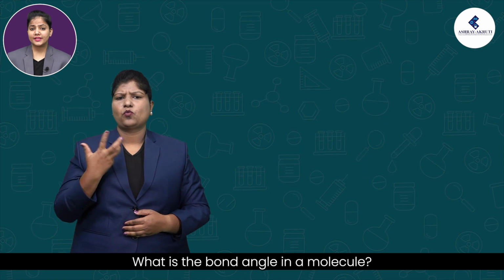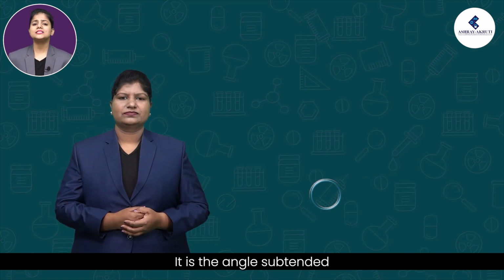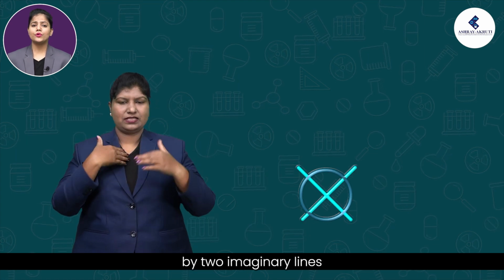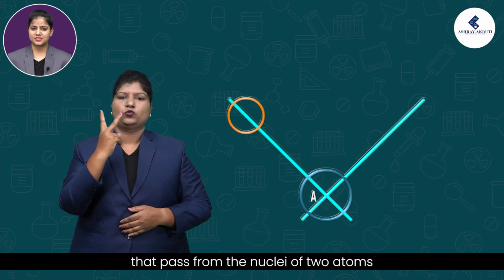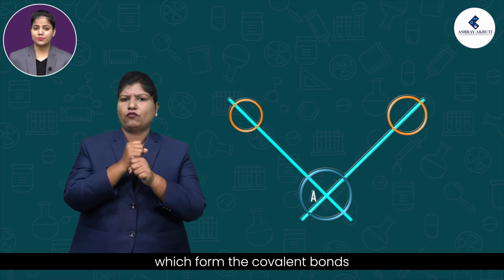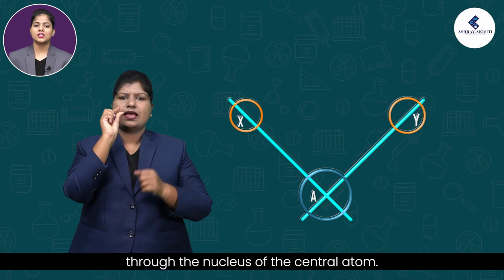What is the bond angle in a molecule? It is the angle subtended by 2 imaginary lines that pass from the nuclei of 2 atoms, which form the covalent bonds with the central atom, through the nucleus of the central atom.